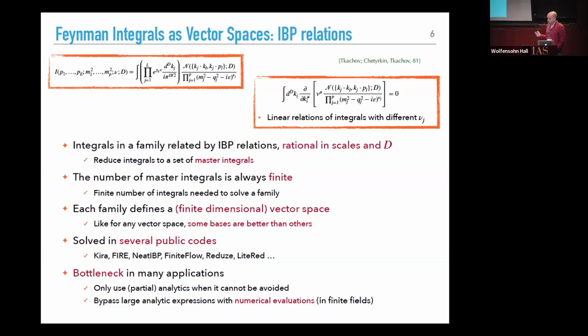However, despite this, they're really a bottleneck in many applications because, as Lorenzo also pointed out, the size of these relations can become very, very large, and so handling these expressions is complicated. To the point that we try to use only partial analytics when it cannot be avoided. Otherwise, we bypass these large analytic expressions with numerical evaluations. And if you want to simplify your life, you can use these numerical evaluations with finite fields, where numerical calculations are exact. And so you get exact results out of your evaluations.